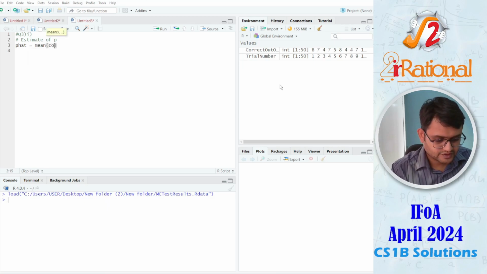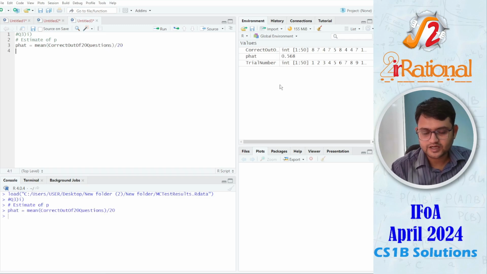The mean of the correct out of 20 questions will give me the X values, or the estimate of X. I'll divide it by N, that is 20. It will give me P hat. The P hat value is 0.568.